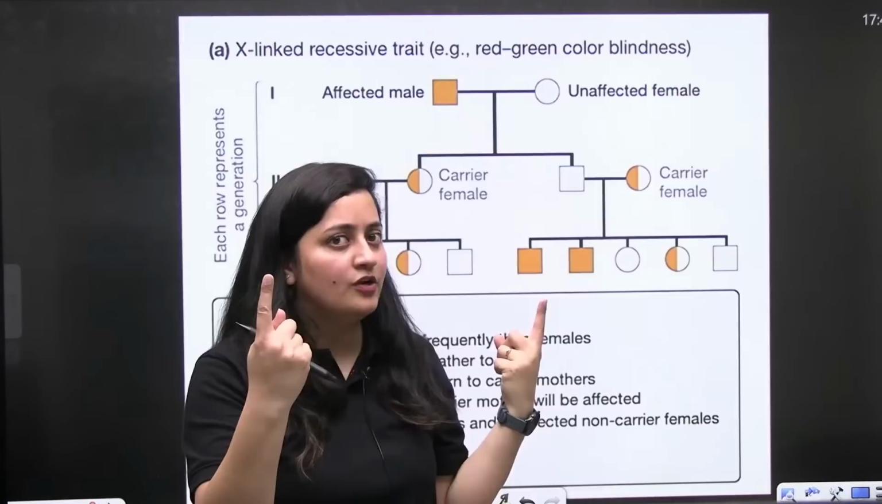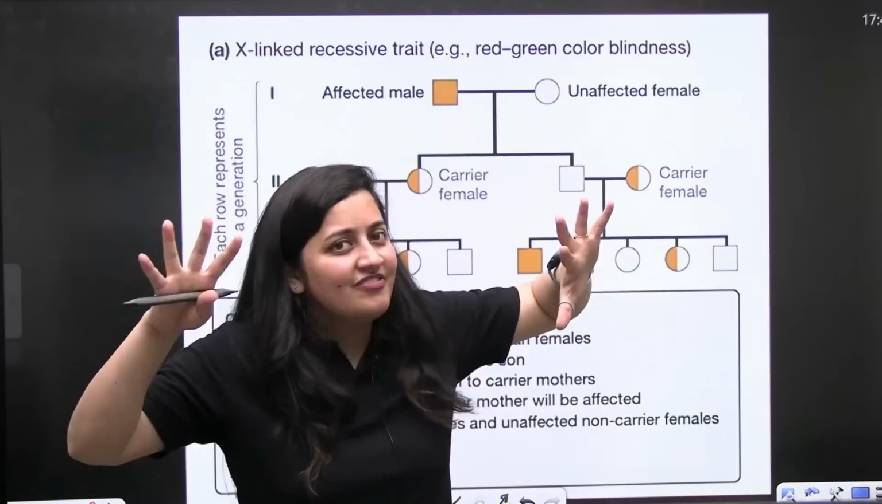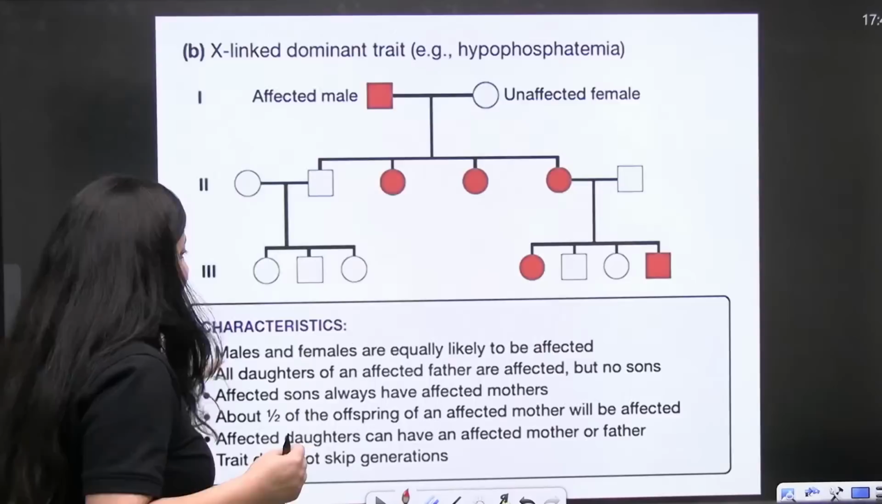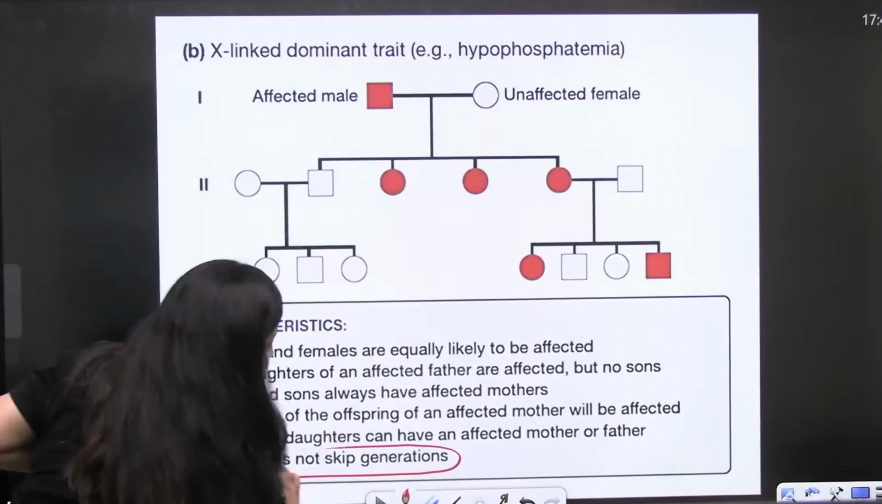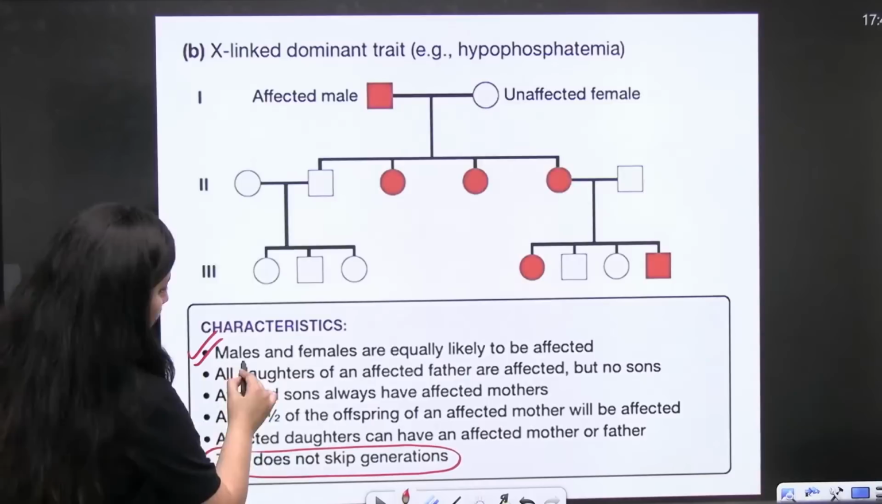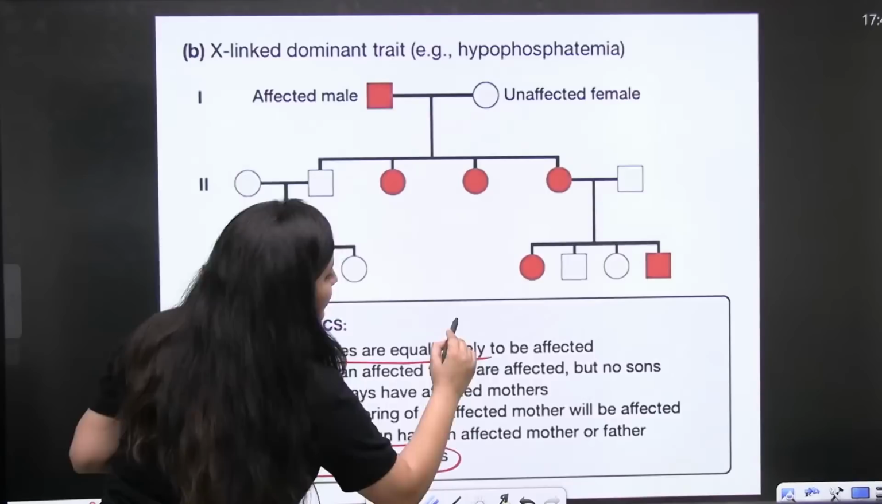That if it is an autosomal character, male and female both have equal chances of being affected. But if it is X-linked, dominant or recessive, then what is going to happen? If it is dominant, one condition is again the same: generation will not be skipped. But if it is X-linked dominant, again males and females are equally likely to be affected.